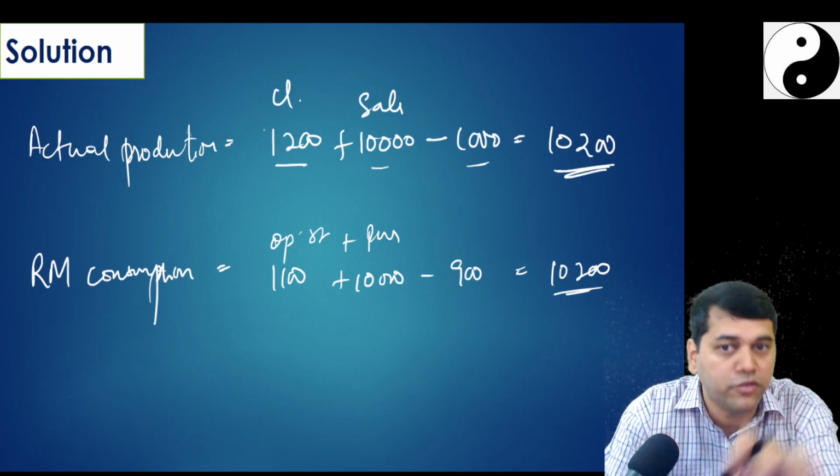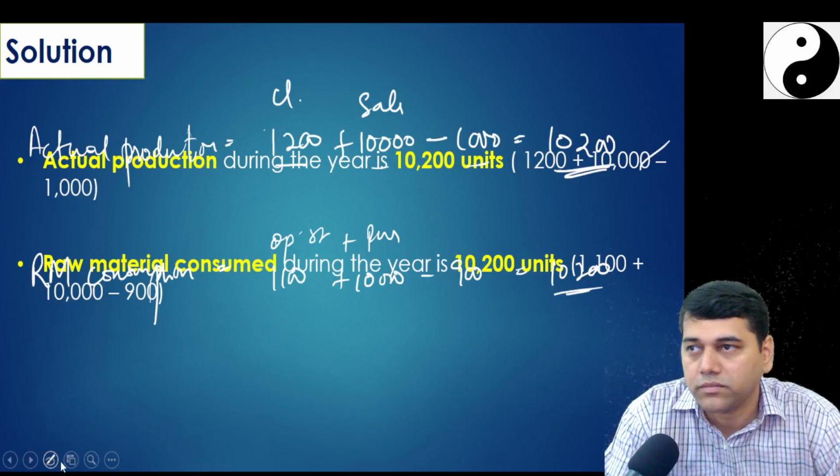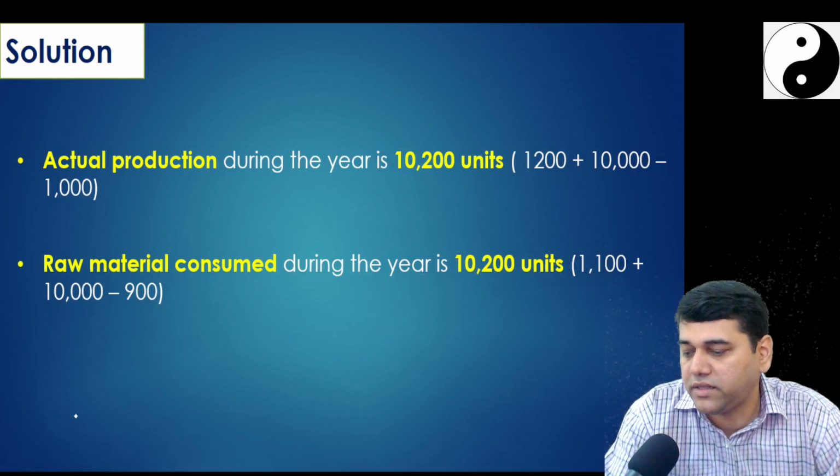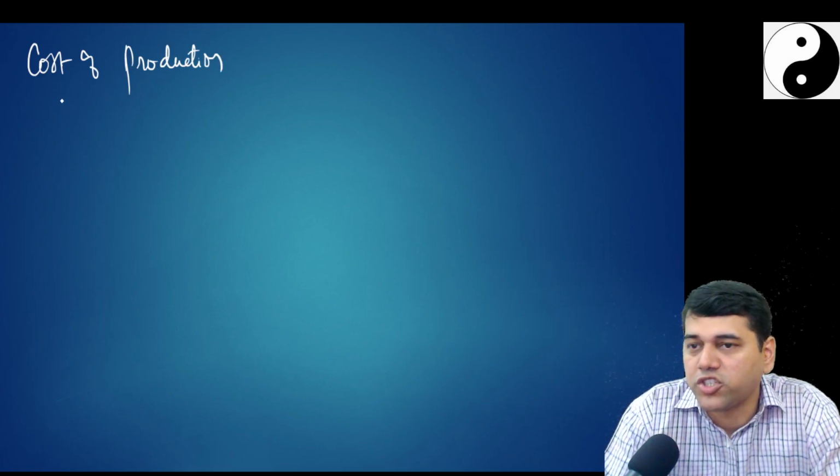So for this you understood. Have you understood these two numbers? Yes. So are you clear, Prithvi? So we have got the purchases and the sales. Now let us calculate the cost of production. Why do I need cost of production?